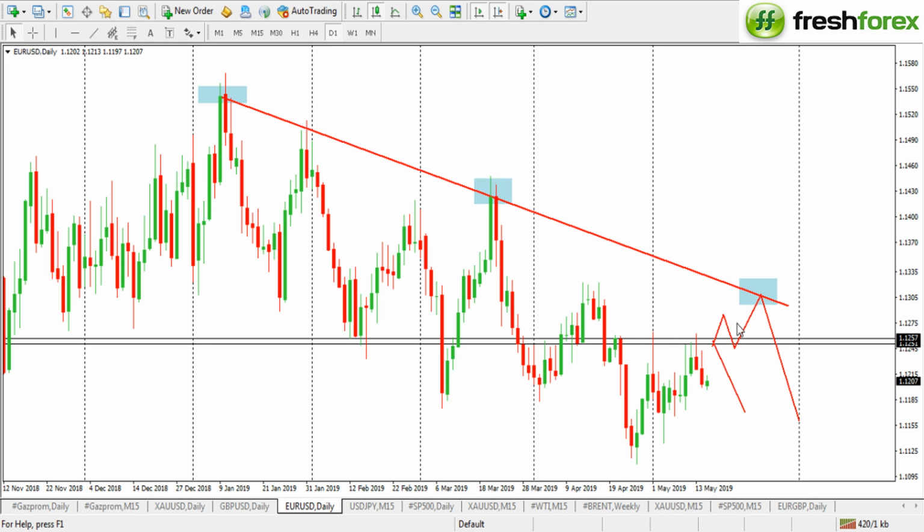This is still a sell. Don't get me wrong, this is still a sell. But in case the price comes back and closes beyond 1.1257, then we're going to look for a buy.